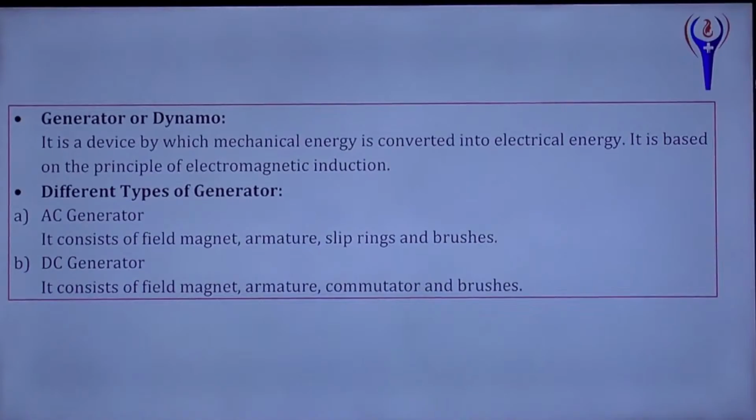Generator or dynamo, this will be the last topic. It is a device by which mechanical energy is converted into electrical energy. It is based on the principle of electromagnetic induction. The AC generator consists of field magnet, armature, slip ring and brushes. In a DC generator, the slip ring is replaced by a split ring or commutator, and all the other things are the same.